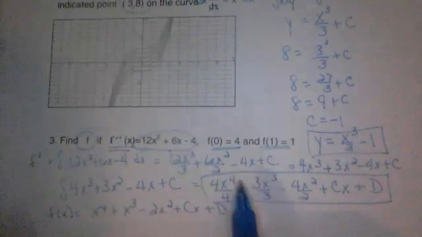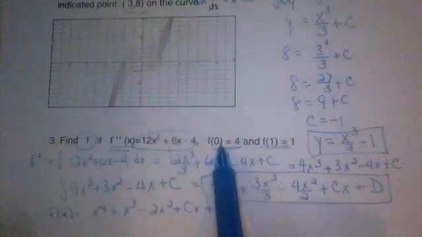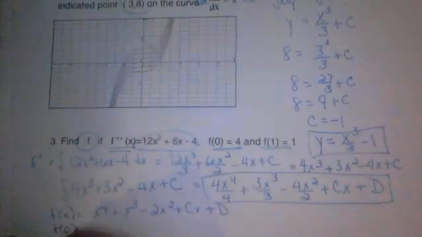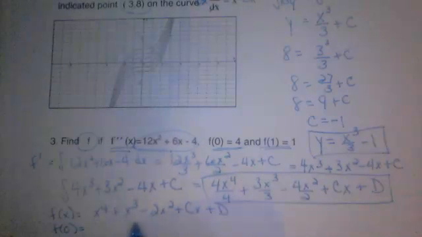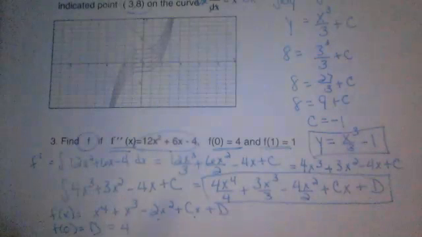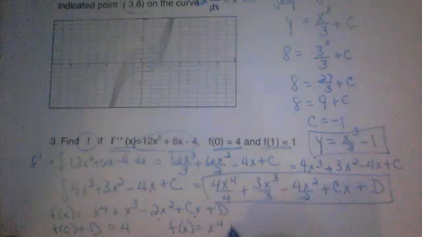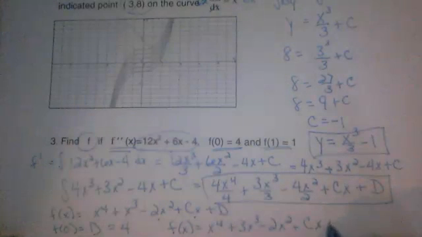But now they've got some particular information here. So I'm going to start with this f of 0 equals 4, because if I know f of 0 and I plug in 0 for all of these, this is 0, 0, 0, 0. So f of 0 is going to be d, and d is 4. So now I know that much. I'm going to plug that in, and I've got f of x equals x to the fourth plus x to the third minus 2x squared plus cx plus 4.